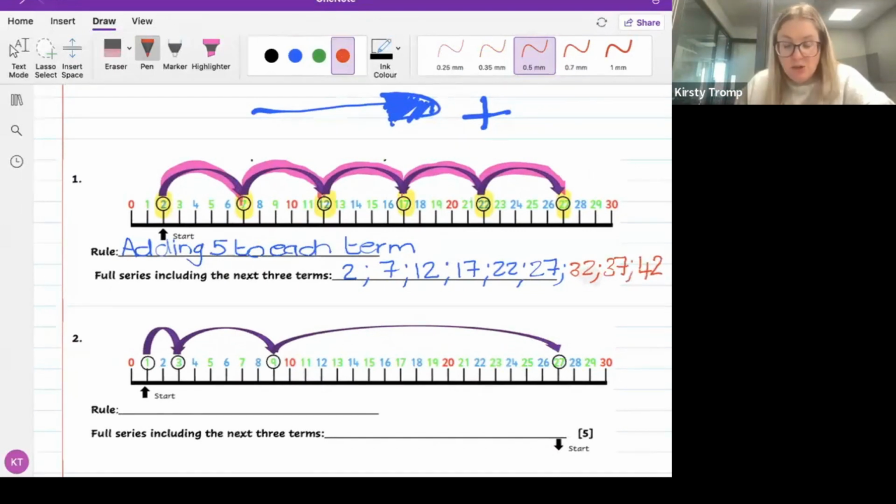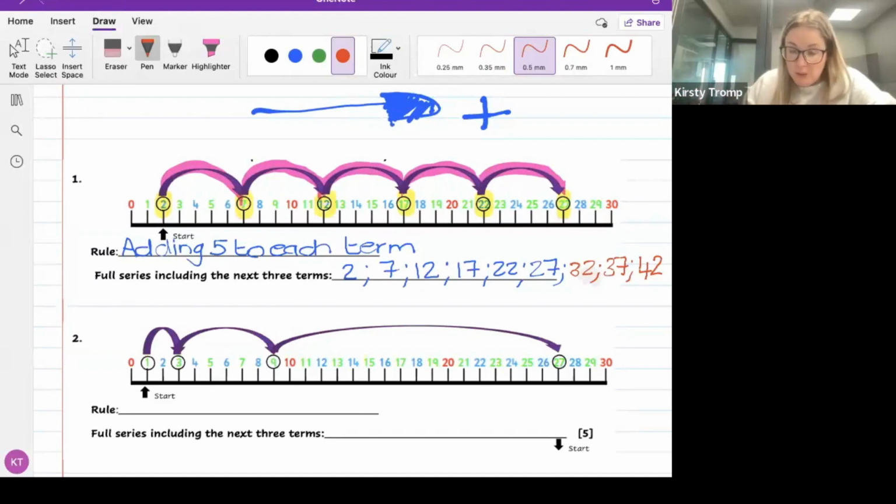So what did I do? First, I wrote the rule. I added 5 to each term. Then, what was the full series, including the next 3 terms? It was 2, because that one was highlighted and circled, 7, 12, 17, 22, 27. The next 3 terms are 32, 37, 42. Let's do one more together, and then I'll answer some questions and let you try by yourself.